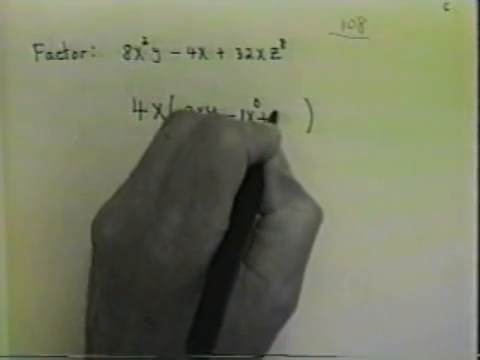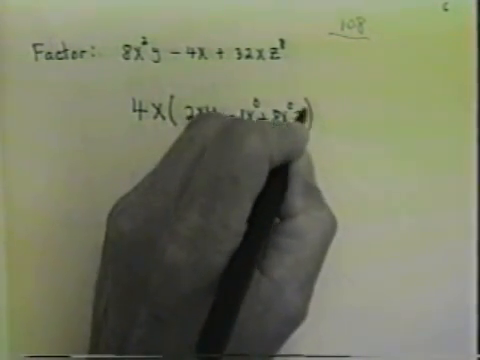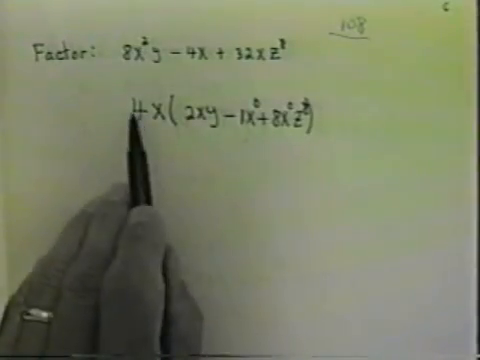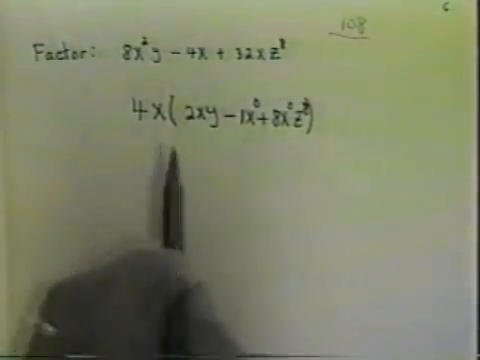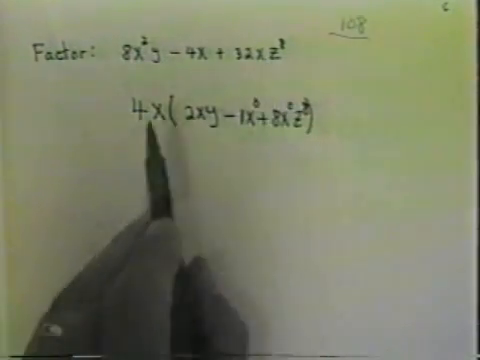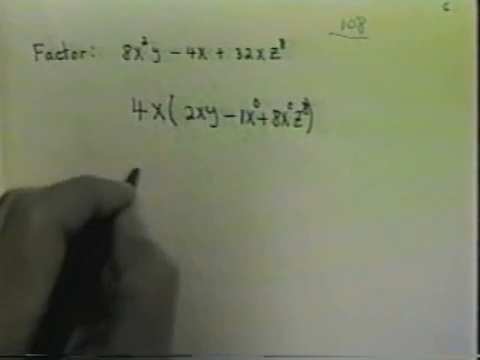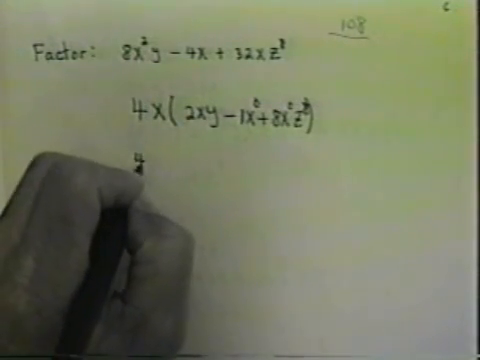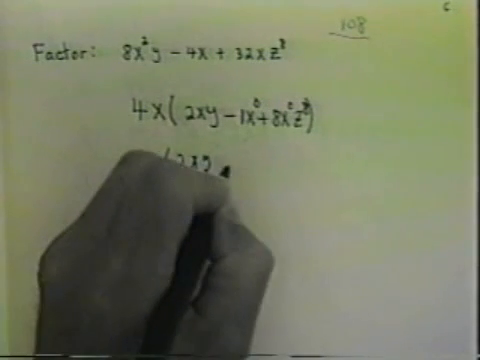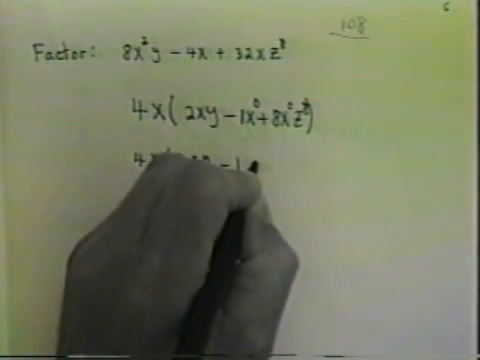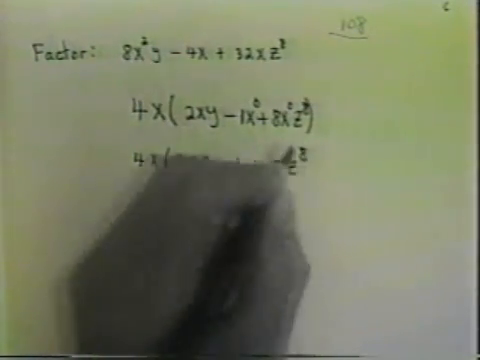Plus 8, x to the 0, z to the 8th. 4 goes into 32, 8. To divide powers having the same base, keep the base, subtract the exponents. 1 subtract 1 is 0, then z to the 8th. Of course, you want to write the answer in a little better form. 4x times 2xy, subtract 1, plus 8z to the 8th.